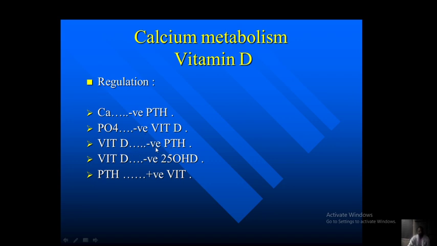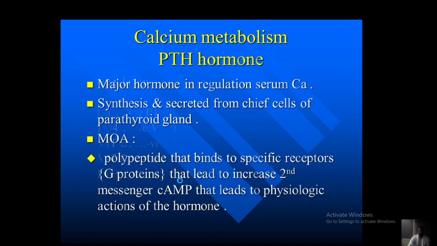Vitamin D3 negatively inhibits PTH as well as 25 hydroxy vitamin D; the level of 25 hydroxy vitamin D also will be less. And when the level of PTH is high, the vitamin D will be high because the activity will be more. So the major hormone in the regulation of calcium is PTH. It is synthesized and secreted from the chief cell of the parathyroid gland.